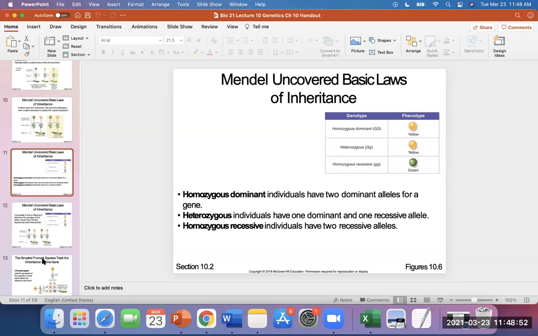Another thing I want to mention for pure breeding, it's always the parental generation. So it's P crossed with P, that's the pure breeding. After you cross them, you're going to get a hybrid. That's your F1 generation.